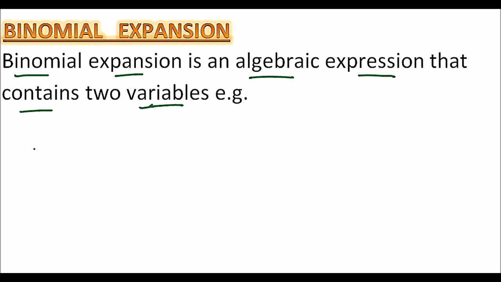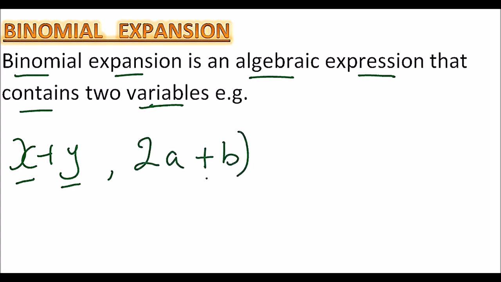For example, we may have x plus y. So x is a variable and y is a variable. So this is an algebraic expression with the two variables x and y, and thus it is a binomial expansion. Another example is (2a plus b) in brackets squared. So that's also a binomial expansion.